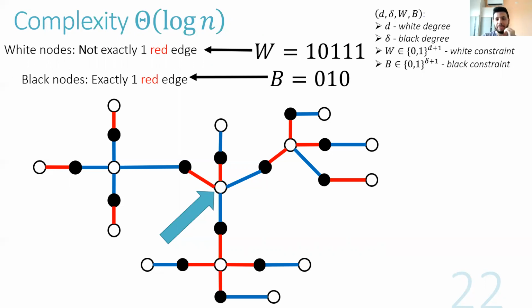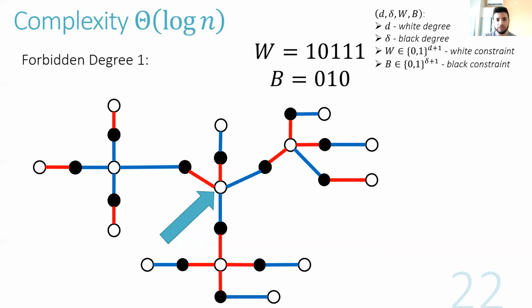But we can easily fix that. But now you could ask, well, how could I have solved this problem in the local model of computation? And for this, we use a well-known tool. We call this problem the forbidden degree 1 problem, because basically white nodes are not allowed to have output red degree 1.